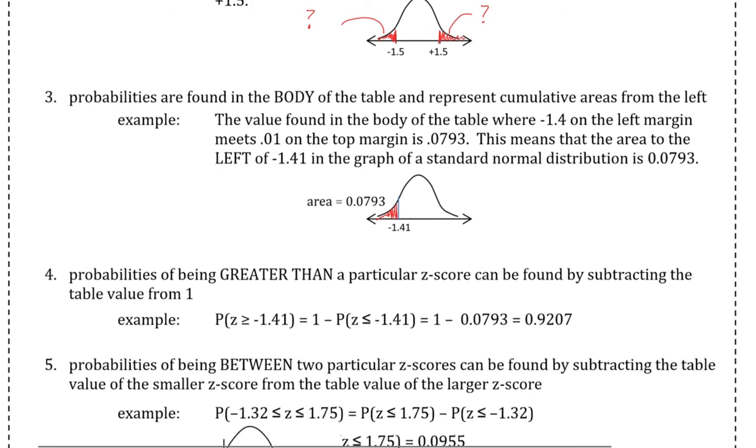The probabilities of being greater than a particular z-score can be found by subtracting the table value from 1. So, in the previous situation, where we found the probability to the left is 0.0793, if we instead wanted the area greater than that, this black shaded region, then I would find that by taking the area of 0.0793 and subtracting that from 1, resulting in 0.9207.